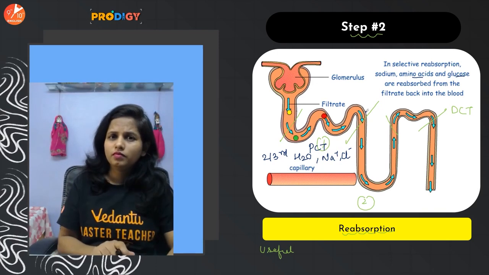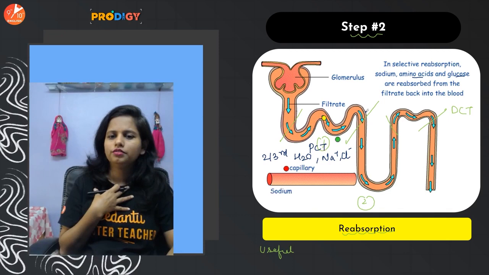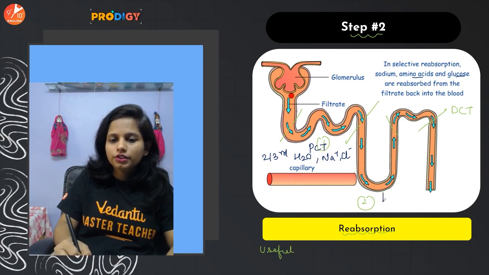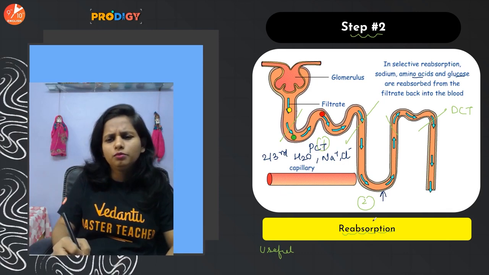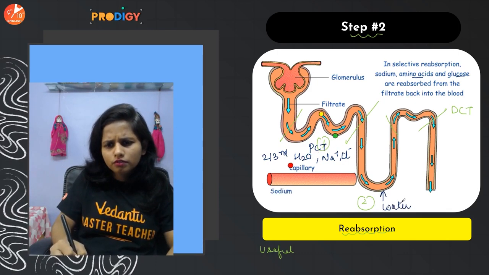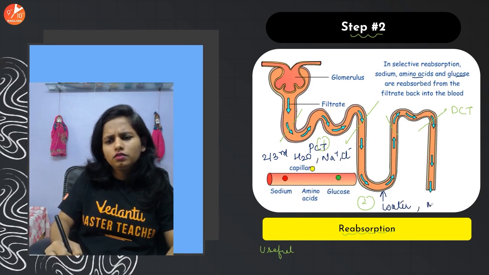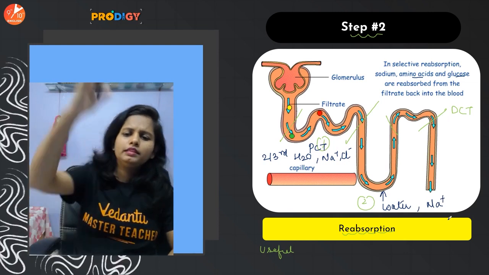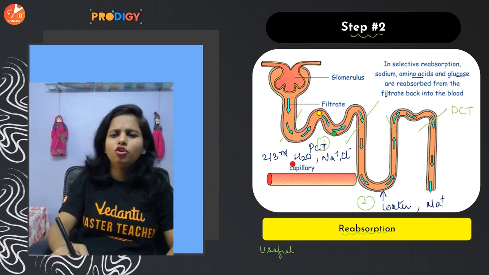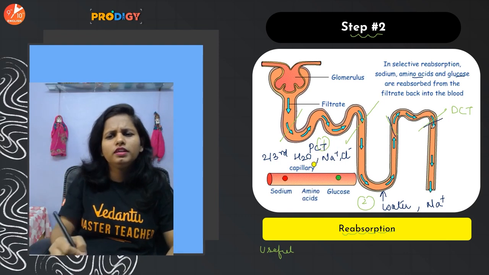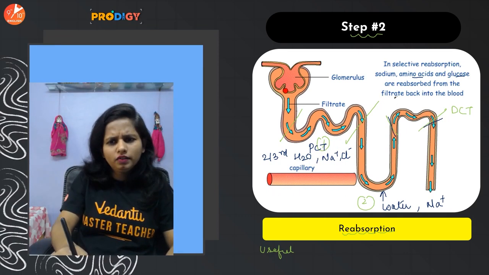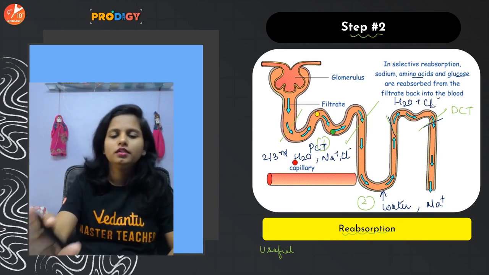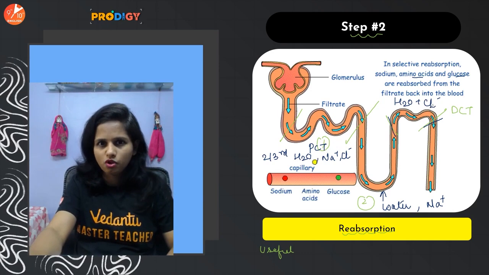Moving further, as per the requirements of the body, okay, some more reabsorption will take place. Where? In the loop. So what all things will be reabsorbed? Of course, water, okay, then sodium ions, okay, then let us move further, if we talk about DCT. What all things will get reabsorbed over here? Again, if required, water and then chloride ions. Okay. This is how it will be reabsorbed.